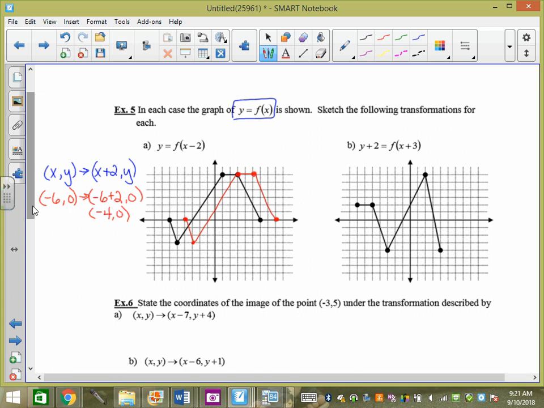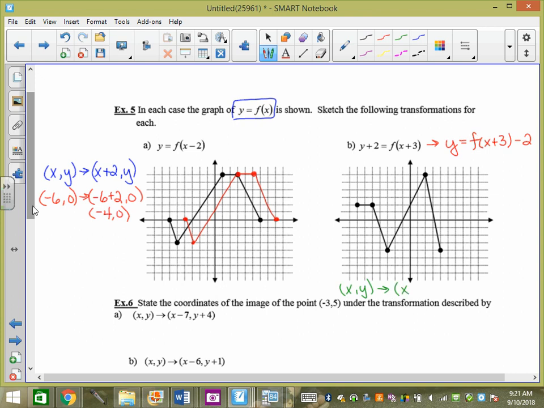Okay? This one, I'm going to rearrange my equation. I'm going to get y equals f of x plus 3 minus 2. So what would my mapping be? It would be x, y becomes what?